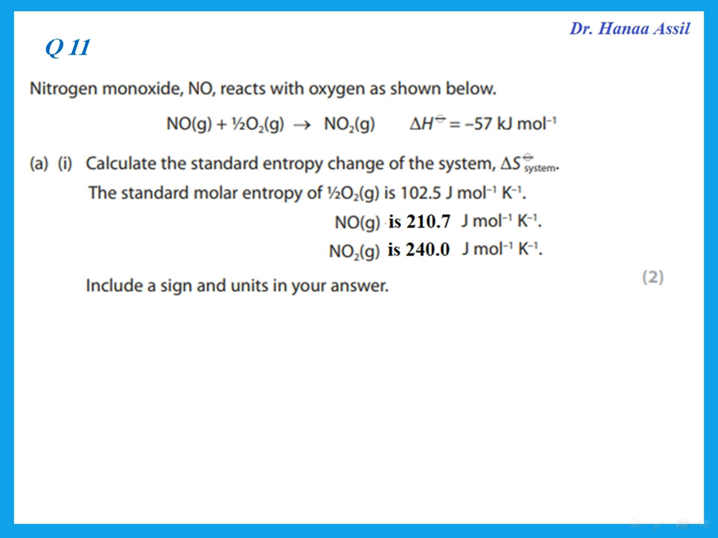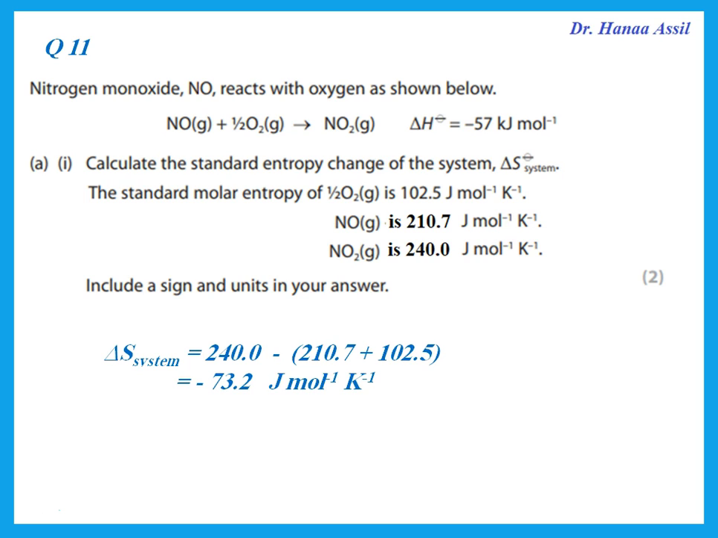Nitrogen monoxide reacts with oxygen as shown. He gives me the equation and the delta H, and he gives me the standard molar entropy of each species, and he says calculate delta S of the system. Again, how do we calculate delta S of the system? It is the entropy of products minus reactants.